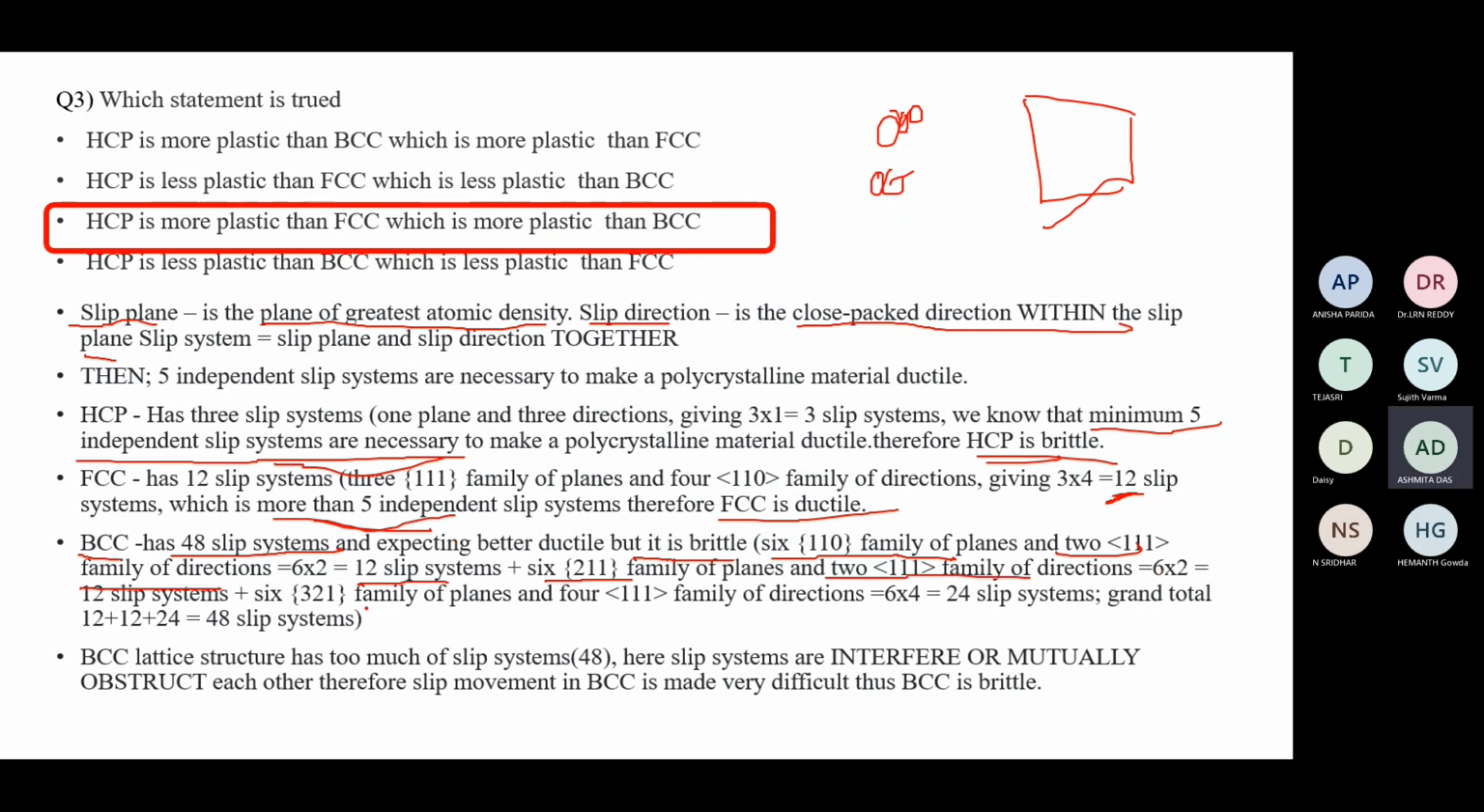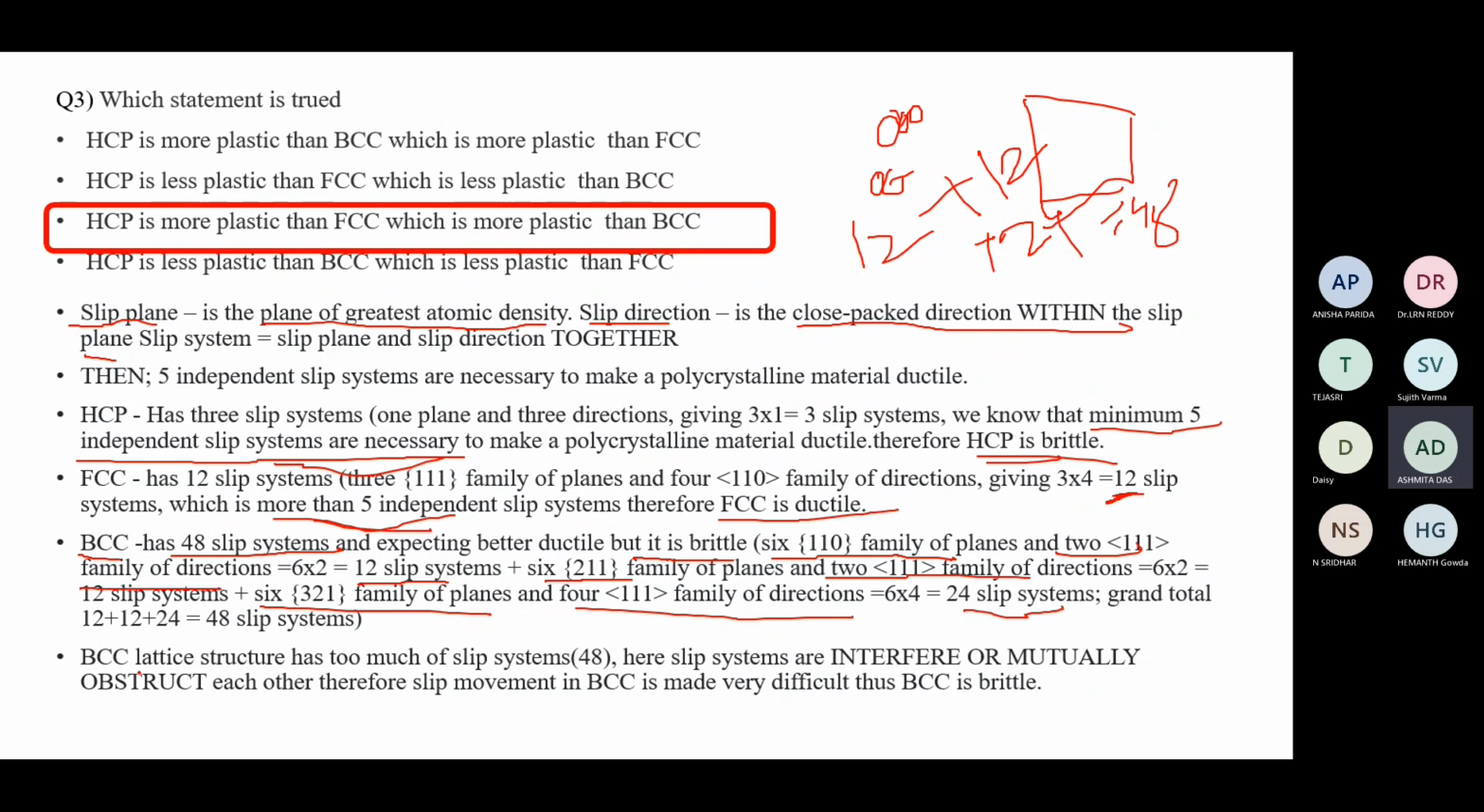So again, how much? 12 systems. Then again 6 families of planes, 4 families of directions, 24 slip systems. So the grand total will be how much? 12 plus 12 plus 24. So how much does it come to? It will come as 48.